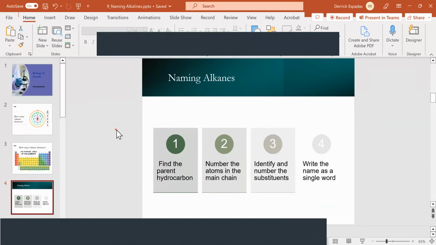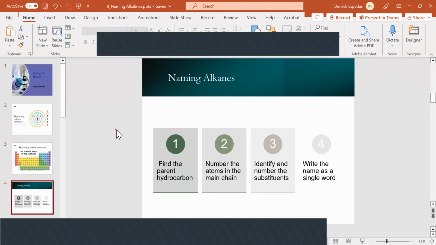So we're actually talking about alkanes today, but specifically how to name them. If we saw a molecular structure and we recognize it's an alkane, how do we go about creating a name?